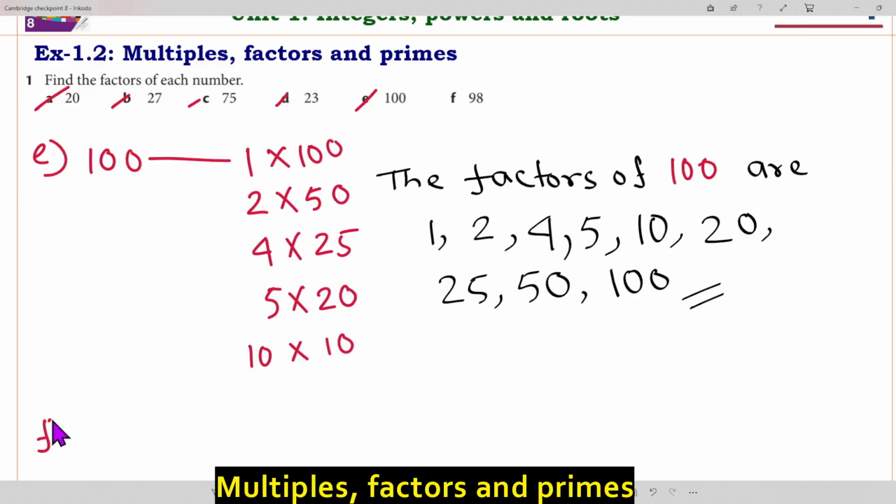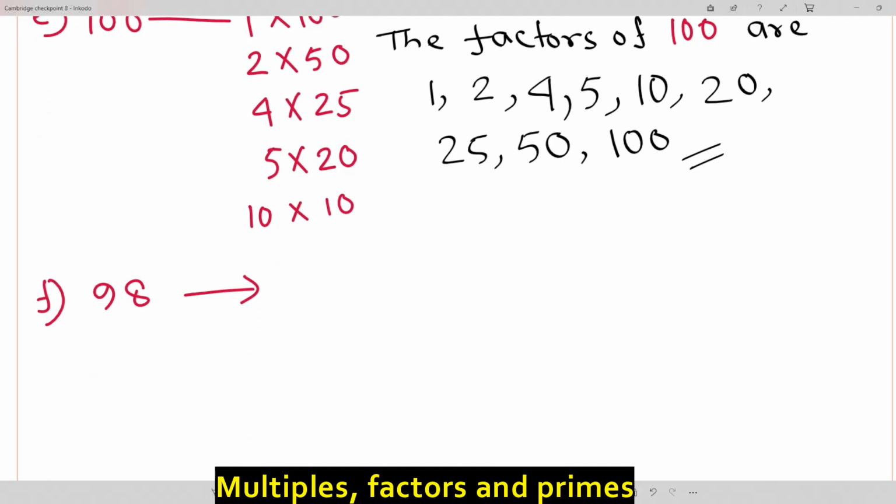Finally, here is number F, 98. 98 we can write 1 times 98. 2 times, we can divide this one by 2 because 98 is an even number, so here is 49. Then 3 is not possible because 9 plus 8 is 17. 17 cannot be divided by 3, so 98 also cannot be divided by 3. Then is it possible to divide 98 by 4? No, it's not possible.